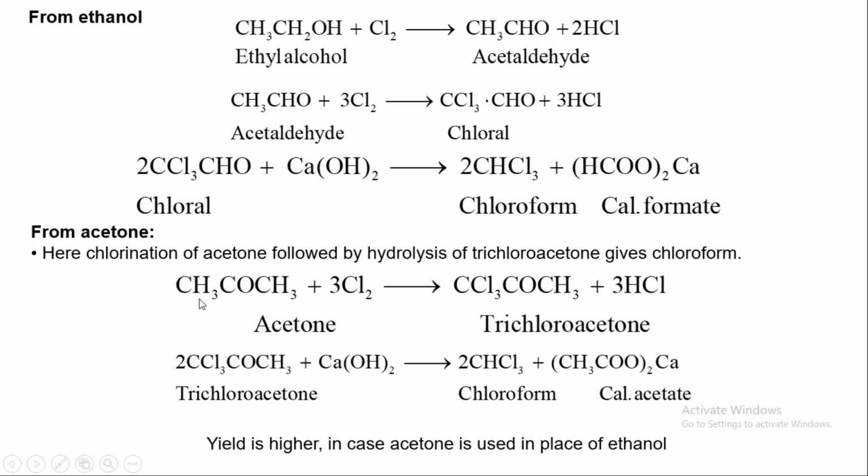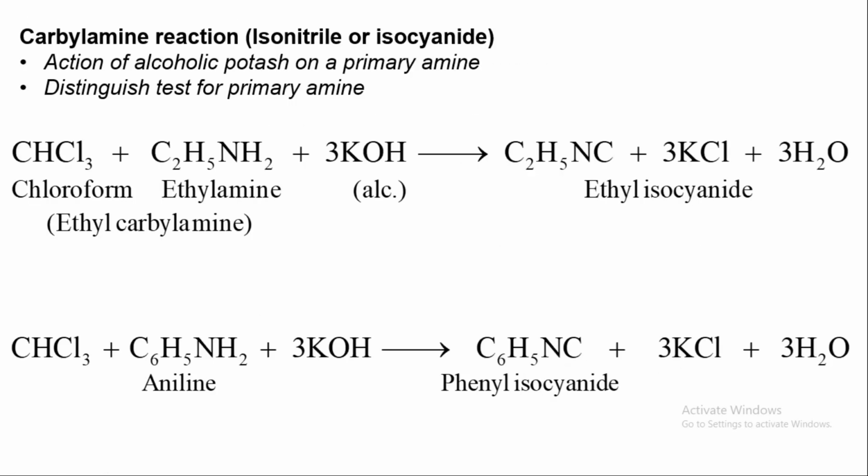Now if we use acetone, again in presence of chlorine, it forms trichloroacetone. This trichloroacetone reacts with calcium hydroxide, and we will again get chloroform and calcium acetate. So the yield is higher in the case of acetone, right? Because it is directly giving the product. So this is chloroform formation.